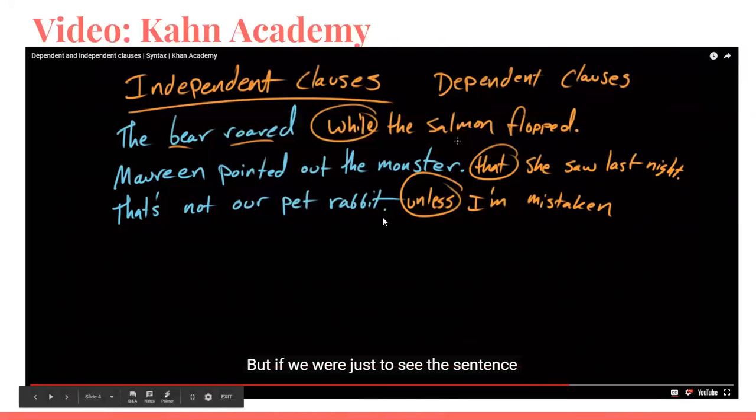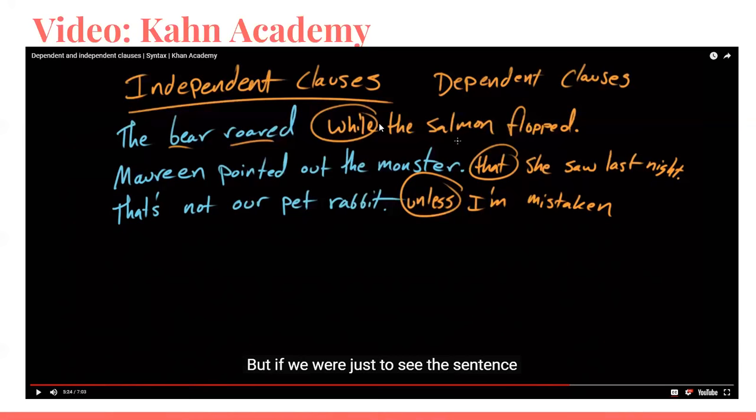So I'm hoping what you got from this, and this is the part of the video I wanted to definitely get to, is this color coding, because I think it's really important to see how this happens. The other thing I want to point out before we move on is that you can actually take while the salmon flopped and put it to the very front of the sentence, and it doesn't change its role. It's still a dependent clause.